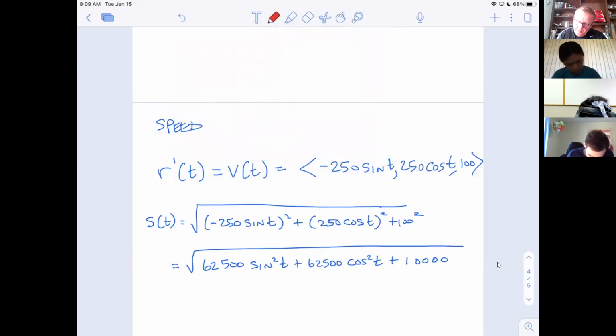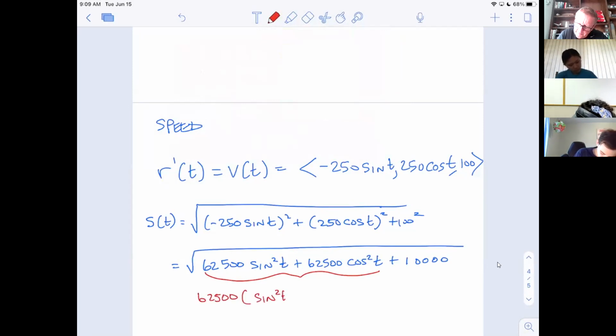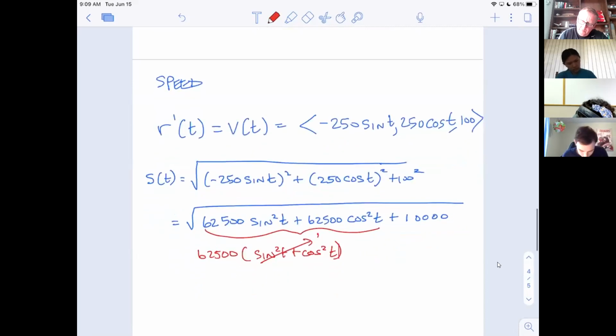In terms of your trig knowledge, what's really neat about this particular expression right here, though? Something turns into 1. Nice job. If you factor 62,500 out of both of those, you end up with sine squared plus cosine squared equals 1. So this actually becomes, I guess you would say, square root of 72,500.